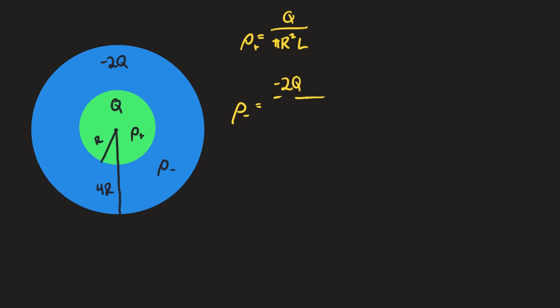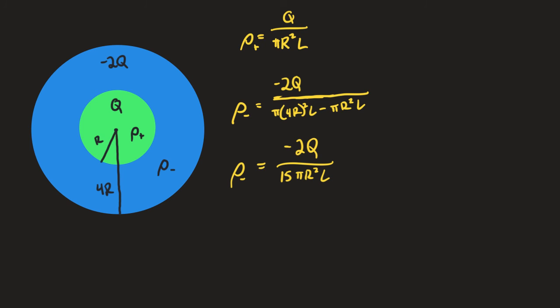So there's two volumes that we have to deal with. There's pi 4r squared L minus pi r squared L. This is the larger volume of the cylinder minus the part of the cylinder that's positively charged. So to get the shell, I got to take the big radius and subtract out the small radius. And that's why it works out to be negative 2Q over 15 pi r squared L. That is the negative charge density.